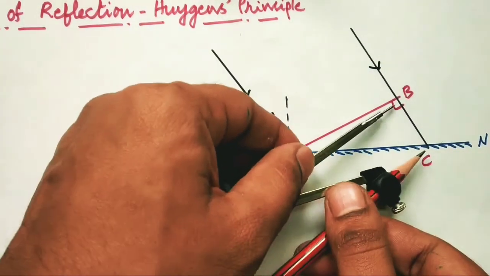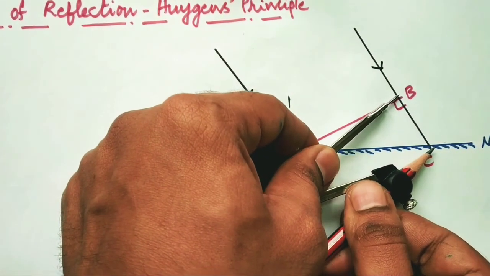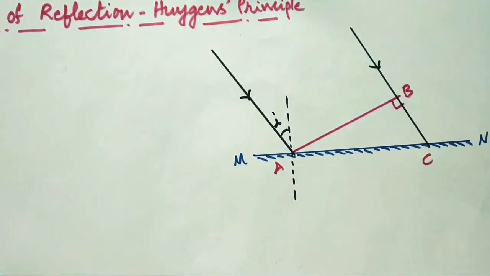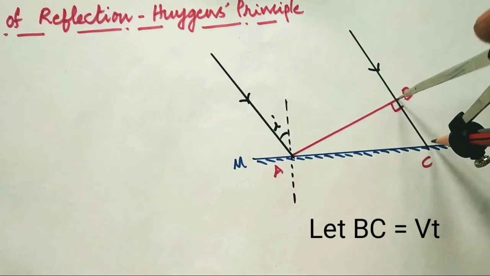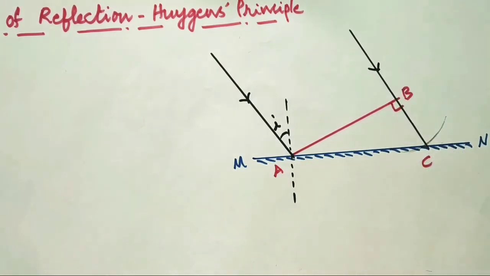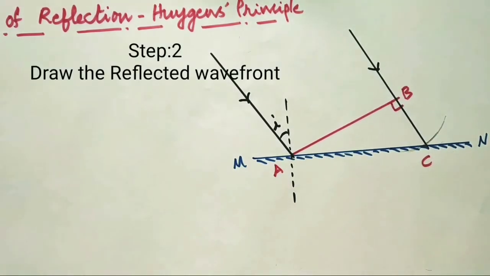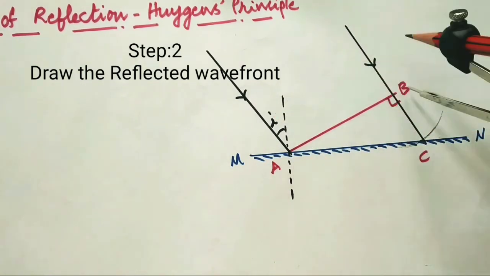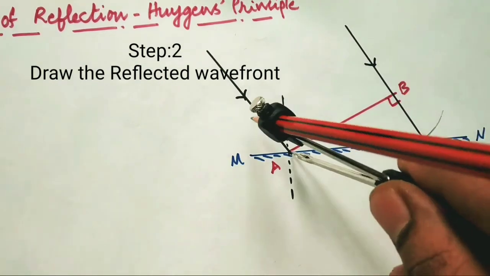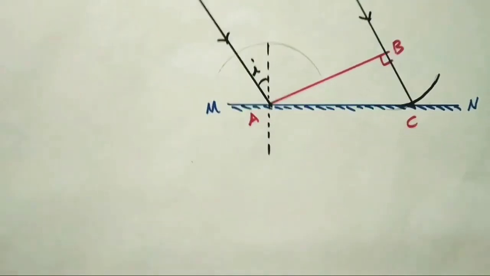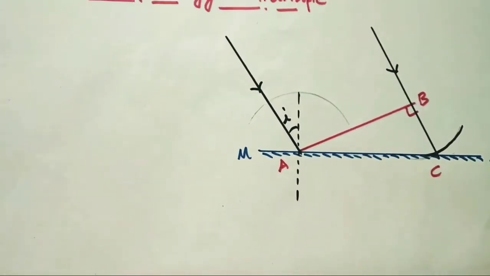Now our next step is to draw the wavefront. Let us say every point on the wavefront acts like a source of light. How do we draw the wavefront? We take the radius which is equal to BC. Here BC is equal to V into T, velocity of light into time traveled, and we can draw the wavefront from here to here. Now let us draw the reflected wavefront. The reflected wavefront also travels with the same speed, because it travels in the same medium. So every point acts like a source. Let us draw from A. We take the same radius of V into T and complete the second spherical wavefront from point A.